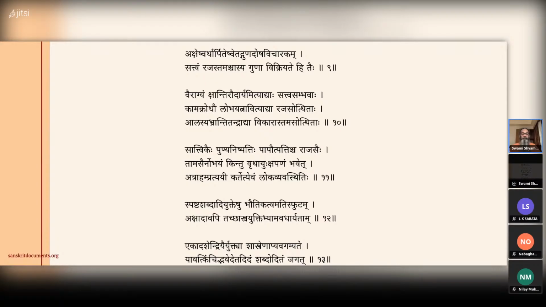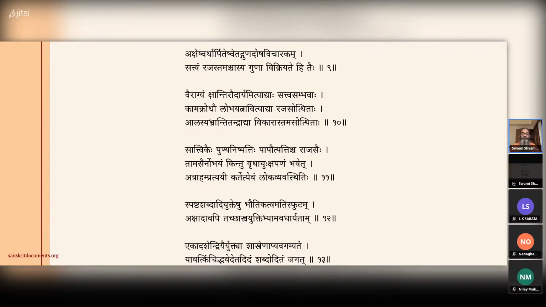But Rajas is even worse. Rajo ragatmakam viddhi trishna sanga samudbhavam tan nibadhnati kaunteya karma sangena dehinam. And then I want to do this, I want to achieve this, this is my balance sheet, this IRR is very low, I need to improve it, I need to have a better presentation.